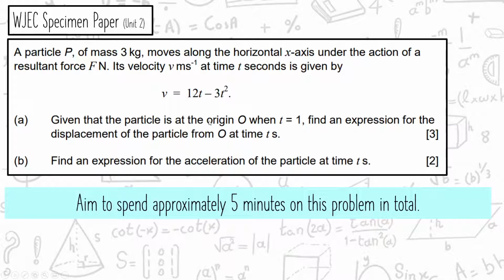Given that the particle is at the origin when t is 1, find an expression for the displacement at any time. And in part B, we're going to find an expression for the acceleration. Now this is worth 5 marks, so aim to spend about 5 minutes on the problem.